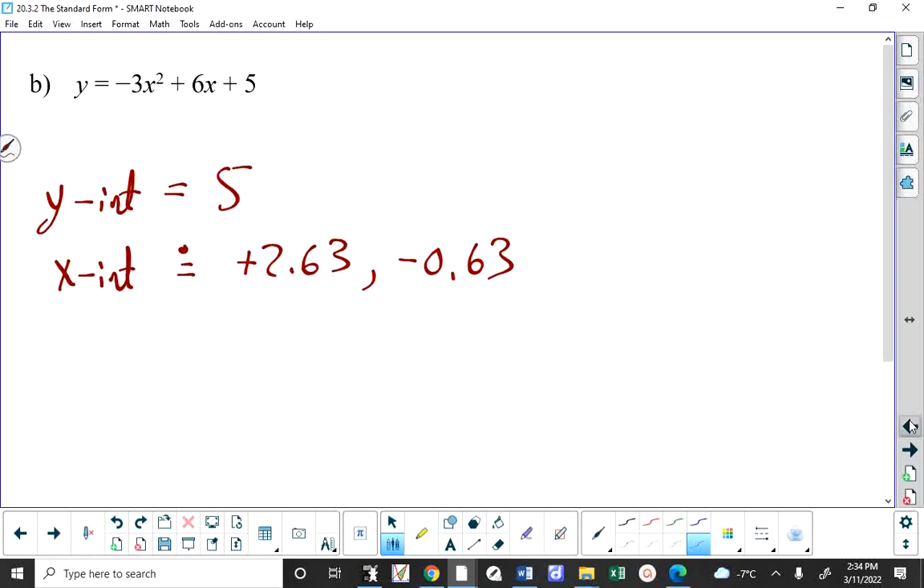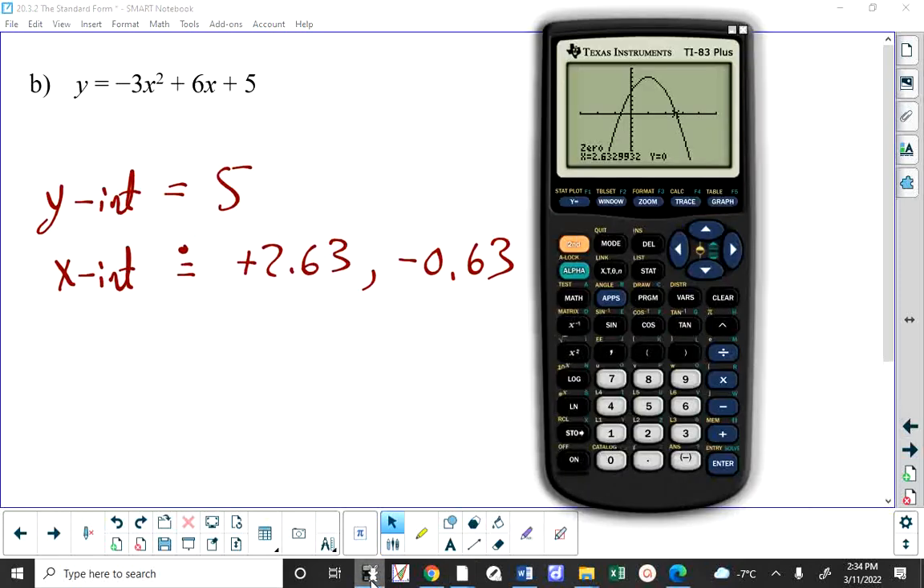Now, we just got to work on the vertex now to answer everything. So the vertex, we go to our calculate menu. This time the parabola opens down, so we're talking about a maximum. Left means put your cursor to the left of it, or enter an x value that is to the left of the maximum. Then enter an x value, or scroll to and hit enter to a point that's to the right. Then hit enter a third time. So the vertex is at 1, 8.